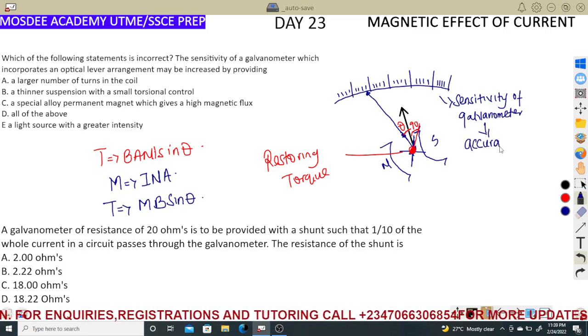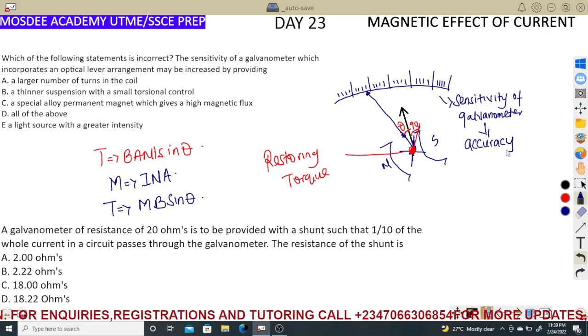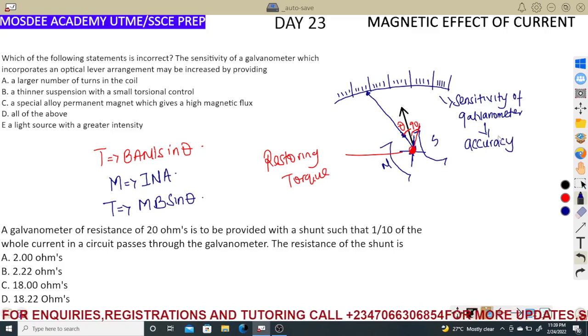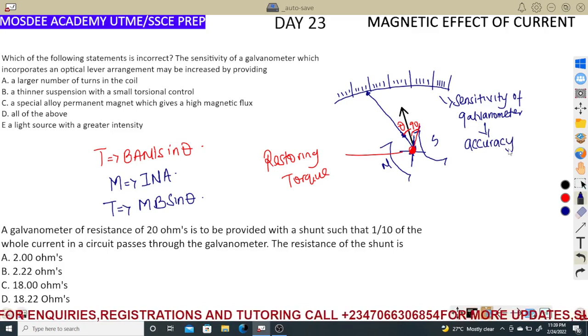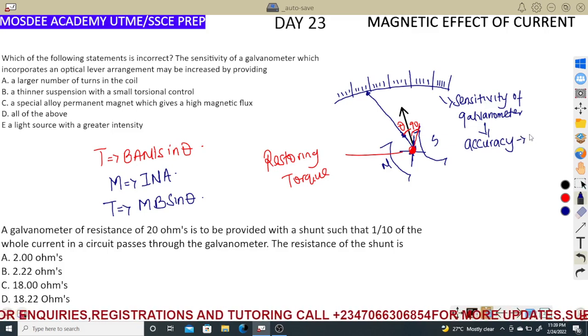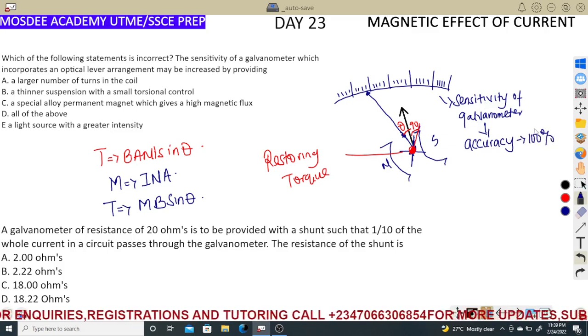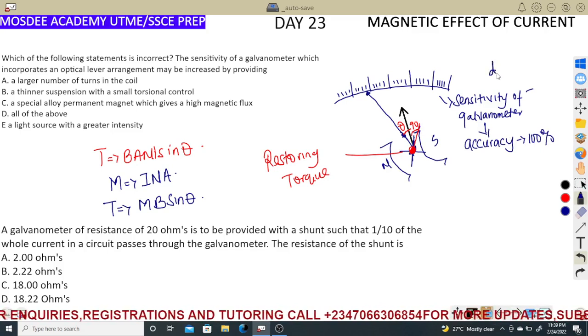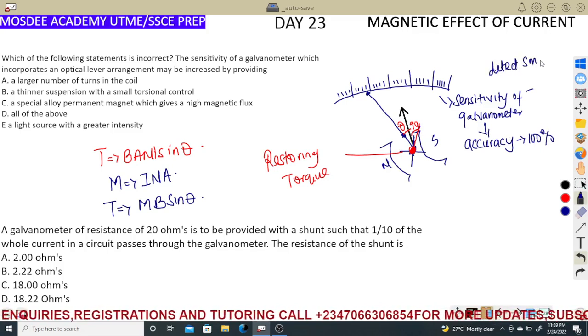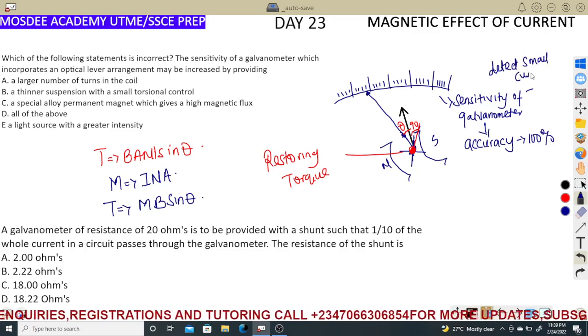Accuracy, and what? We talk about the ability to measure small current. So it's very sensitive. Its accuracy is about 100%. So sensitivity means the ability to detect small current. That's the meaning of sensitivity.